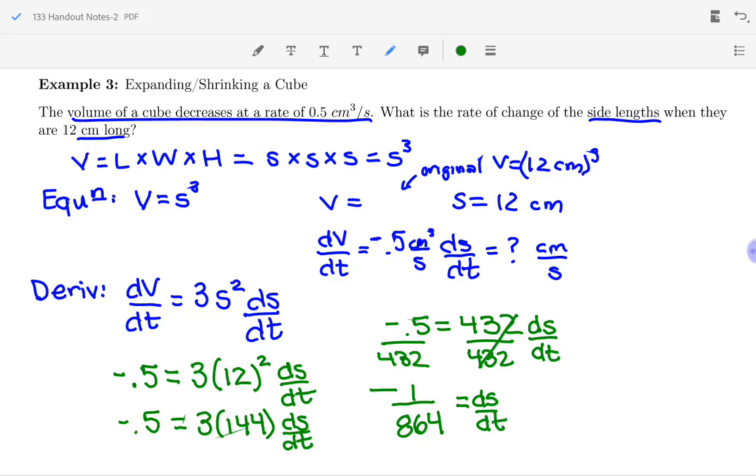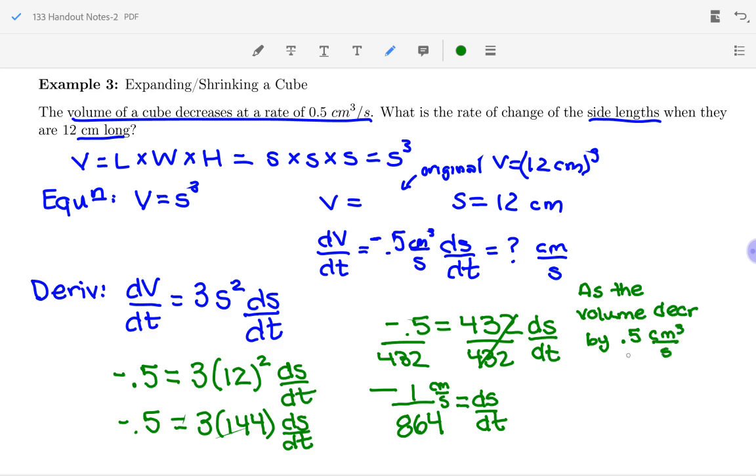The last thing I would need to do is put some units on this and interpret. My units with dS dt are centimeters per second. So we would say, first we talk about the derivative we know. As the volume decreases by 0.5 centimeters cubed per second, remember you don't say a negative 0.5, it decreases by 0.5. Very small decrease in the volume.